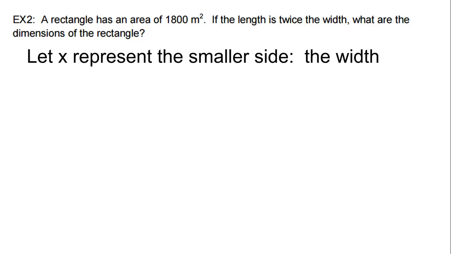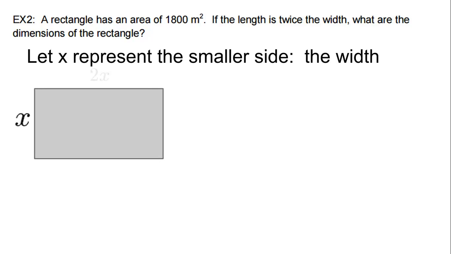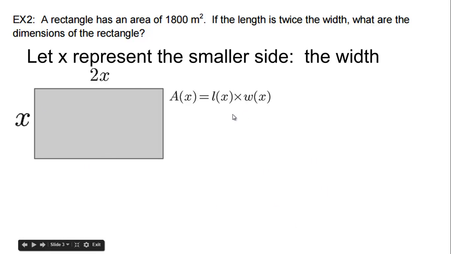If we let it be the length, we're going to have to subtract or divide. But if we let x always be the smaller thing, we're going to add or multiply to get to the bigger thing. If x is the width, then 2x is the length. And we've got an equation for area. Length and width are both dependent on x. That's what we're saying here.